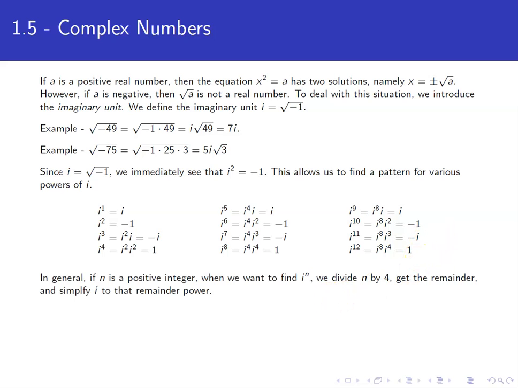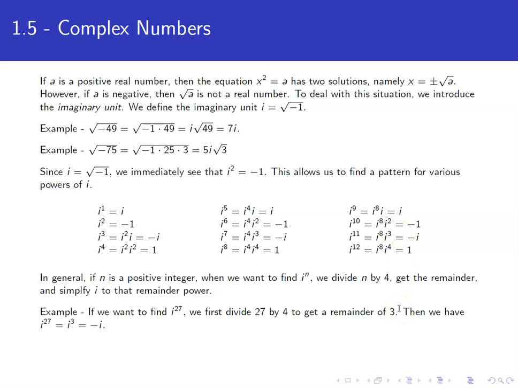So, in general, notice that we've got multiples of 4 here, right? We've got i to the fourth, i to the eighth. If n is a positive integer and we want to find what i to the nth power is, we're going to divide the n by 4 and get the remainder, and then just do i to that remainder power, like we did in these last two examples, right? For example, 6 divided by 4 has a remainder of 2. 11 divided by 4 has a remainder of 3.